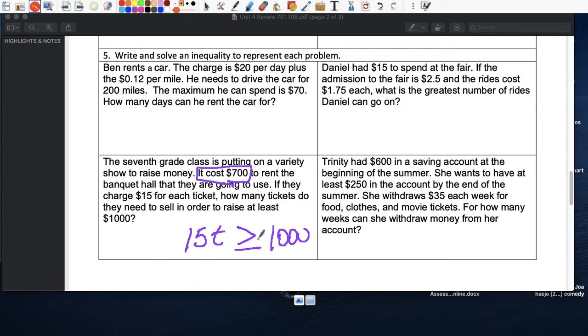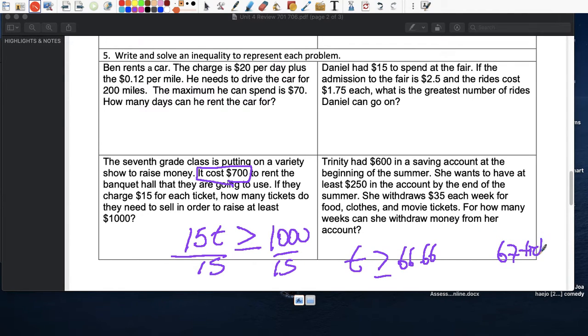Right, so in order to sell and to get $1,000, let's see how many tickets they have to sell. So we're going to divide this by 15, divide this by 15. So the number of tickets that they need to sell to equal or be greater than 1,000 is 66.666. So again, you can't sell 66.66 tickets. You need to sell 67 tickets.